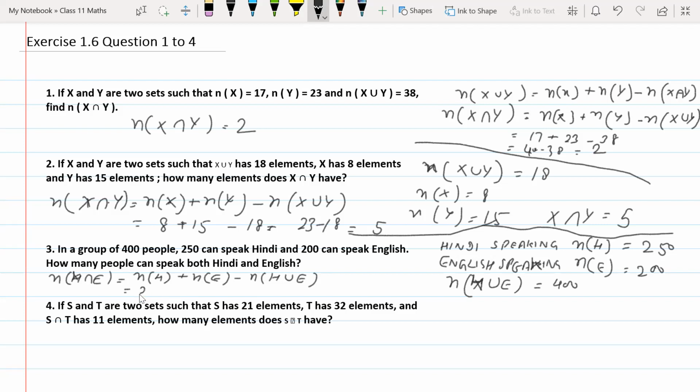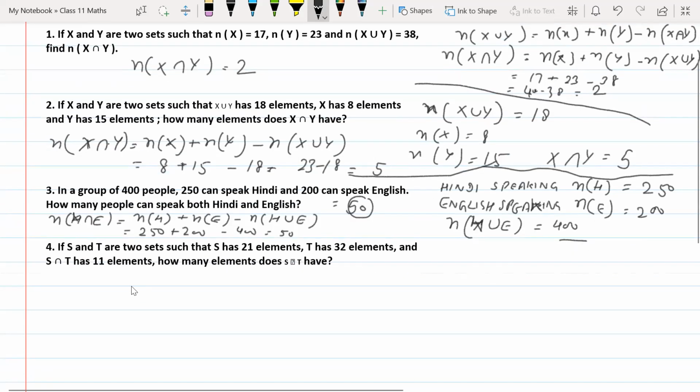n(H) is 250 plus n(E) 200, n(H union E) is 400, and the result will be 50. So we can state that the people who speak both English and Hindi are 50. This is the result.